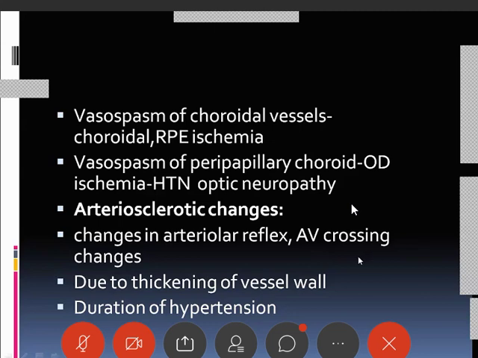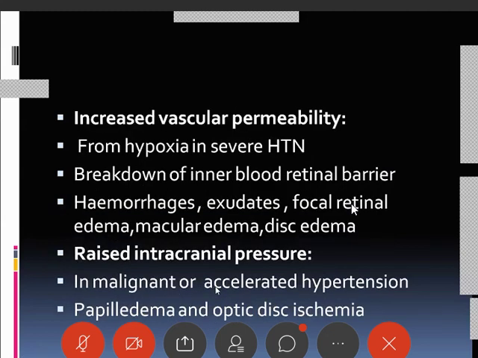arteriovenous crossing changes. When the artery becomes thickened, at the AV crossing, both the vein and the artery share a common adventitial sheath. So when the artery is thickened, this thickened artery compresses over the vein and produces some changes which are known as AV crossing changes, due to thickening of the vessel wall. These changes mainly depend upon the duration of hypertension.